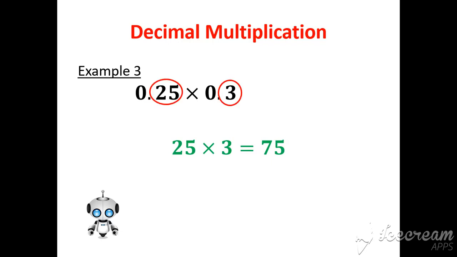Now we go back to the problem and we say, look, in the first number, 0.25, there are 2 numbers after the decimal point. In 0.3, there's one number. So altogether, there are 3 numbers after the decimal point. Well, 3 numbers after the decimal point means these 2 plus 1 more has to be after the decimal point. Now, what do I mean by 1 more? I'm going to put a 0 in there as my extra number, and I'm going to make it 0.075. 3 numbers after the decimal point.